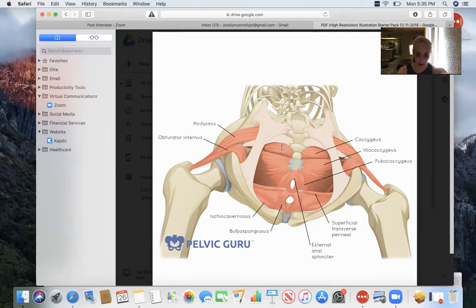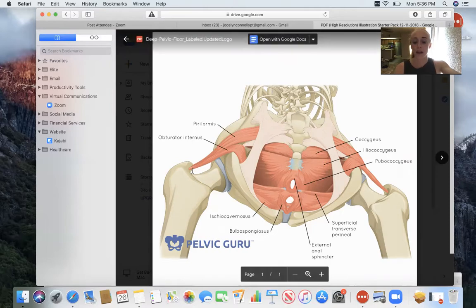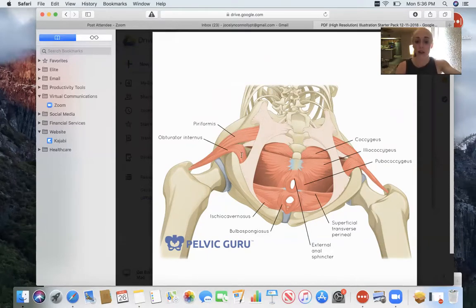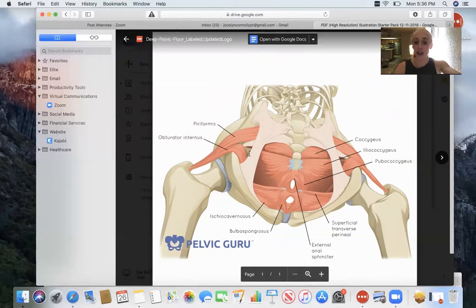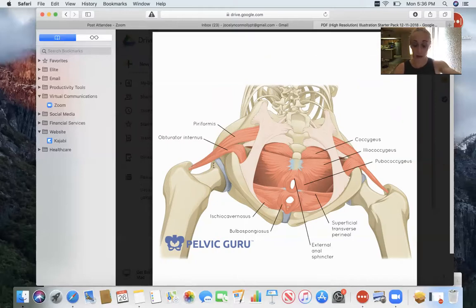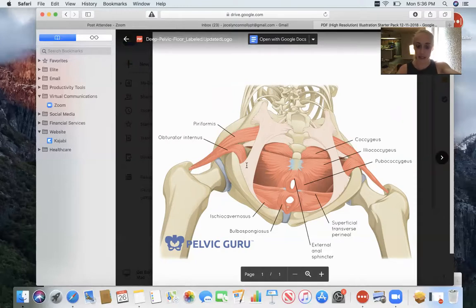That is not part of the pelvic floor, but it functions similarly in that it attaches to the tailbone. This is your piriformis. The sciatic nerve runs underneath the piriformis and sometimes through. This is the obturator internus, that is a very important stabilizer for the pelvic floor and the hip. As you can see, it attaches to this bone here, which is your hip.